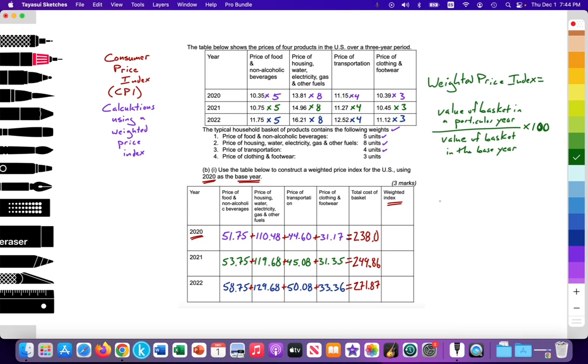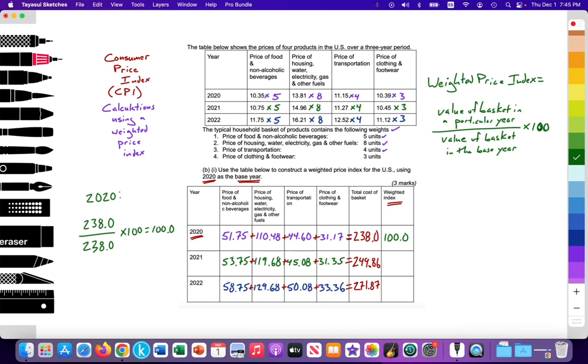So the value of the basket in that year, for this year 2020, is $238, divided by the value of the basket in the base year, and the base year is 2020, so we're going to divide it again by itself, 238.0 multiplied by 100. So 238 divided by 238 is 1, multiplied by 100 equals 100. The base year will always be 100. That is our starting point.